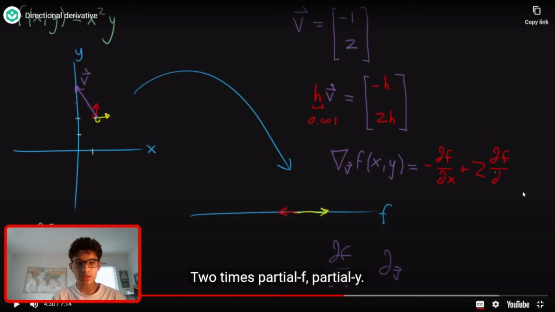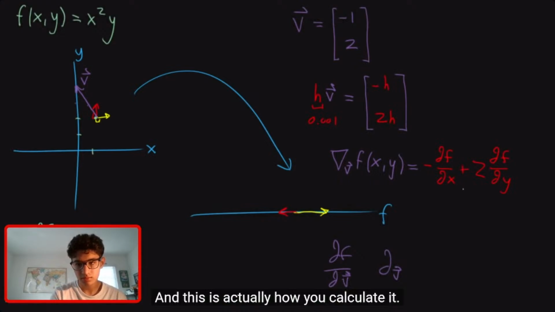So in the direction, you multiply the gradient, you multiply the vector. Well, no, I don't think you're multiplying the vectors there, but you're corresponding the coefficients in the directional vector. So in v, you're corresponding the coefficients of h over there to the coefficients over here of the partials: partial x, partial y. And this is actually how you calculate it.